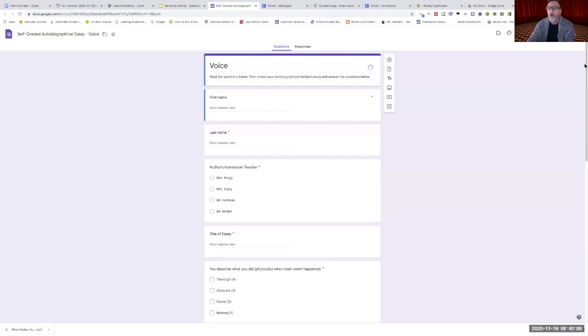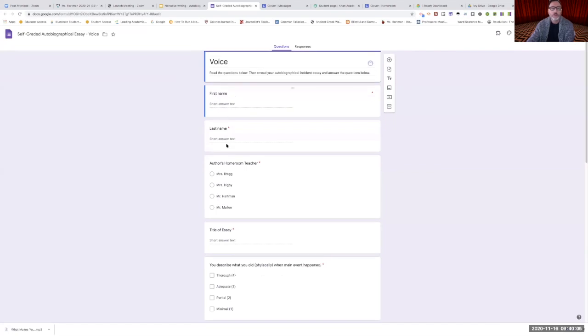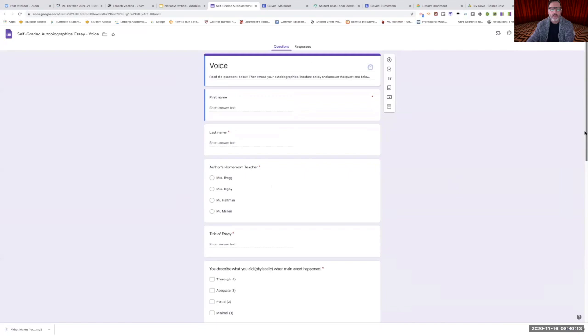So this is the form that you'll be filling out here in just a few minutes. So make sure you put your first name, last name, and then click your homeroom teacher. For some reason, I've got people who are half in and half out of these conversations. So the last quiz I gave, I had people putting my name and I wasn't their homeroom teacher. We were all over the place.